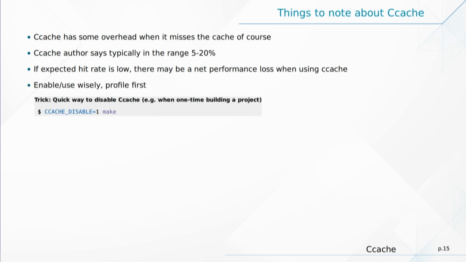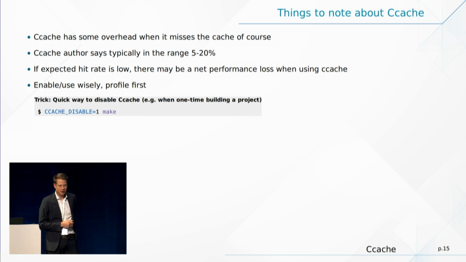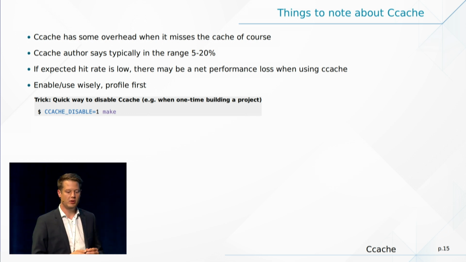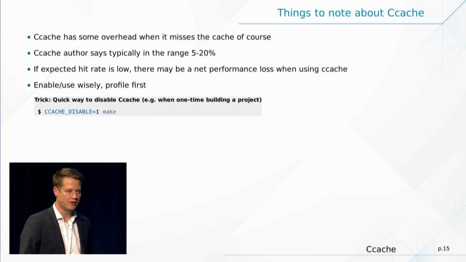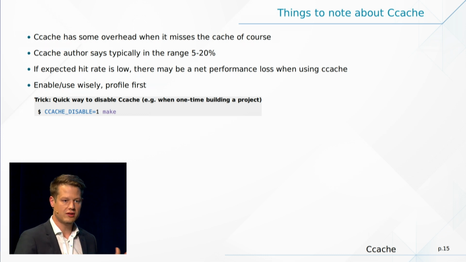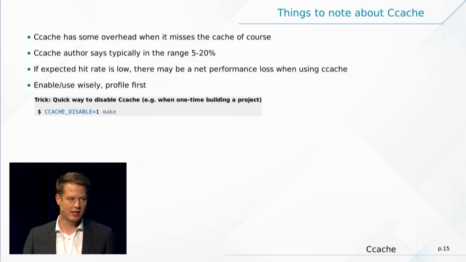One thing to note is that CCache has some overhead when it misses the cache. The CCache author typically says that the overhead when there's just cache misses is typically in the range of 5 to 20%. So yeah, compilation speed will decrease by that amount. So if the expected hit rate is low, there might be a net performance loss when using CCache.